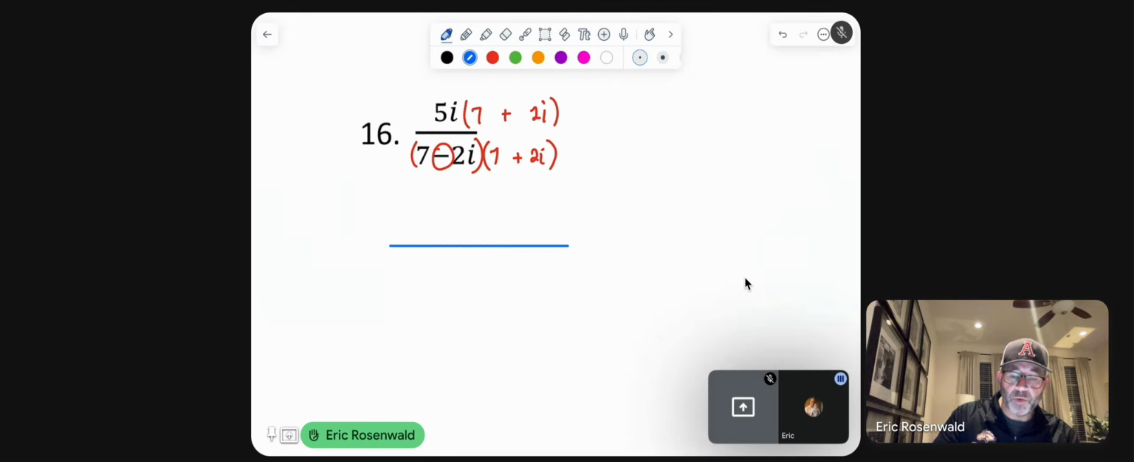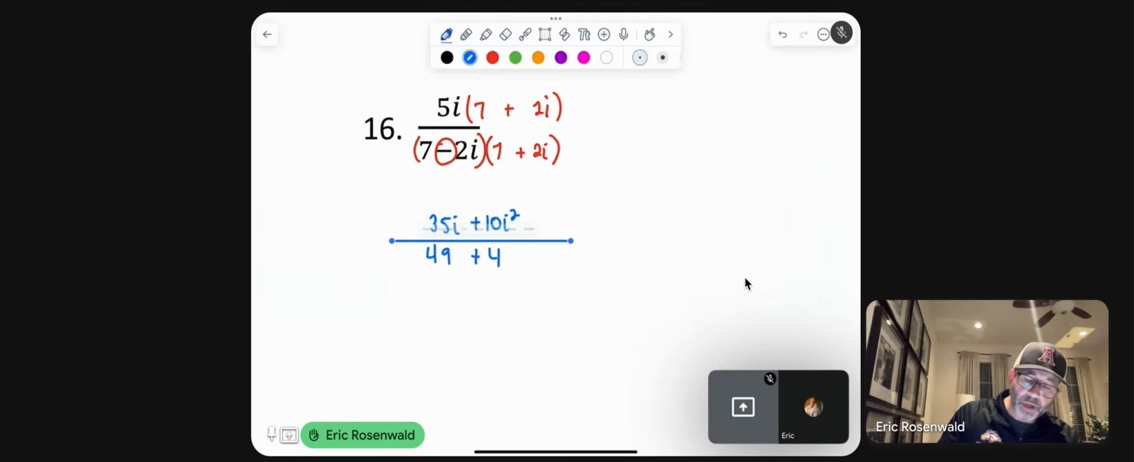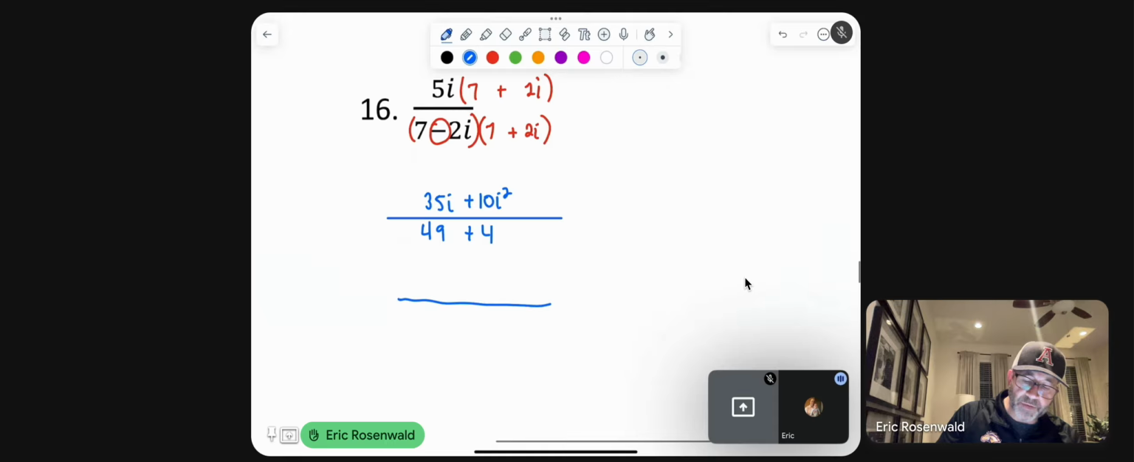When we look at the bottom, we're going to end up with a 49 plus 4. Okay. You can multiply that out. You can use your calculator and everything, okay? But we get 49 plus 4. And then on the top, I have 35i plus 10i squared. So if we simplify this, we're going to have a negative 10 on the top, a positive 35i, and then we're going to have a 53.